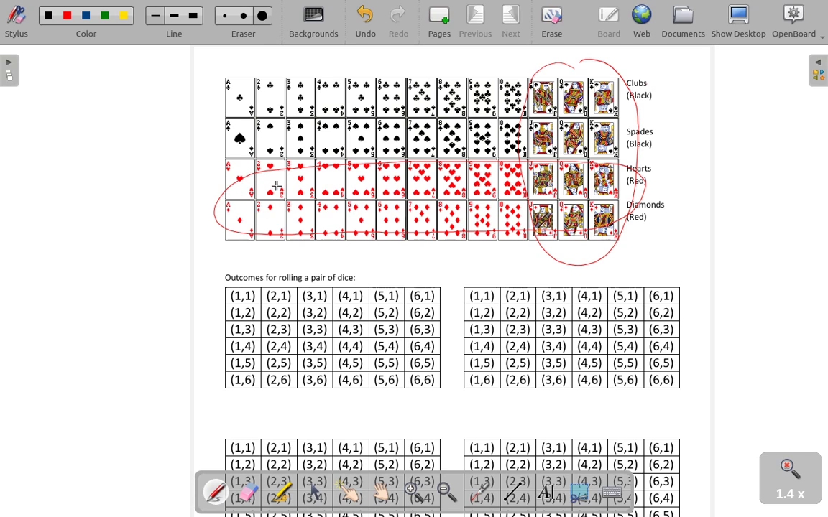Alternatively, I could go through here and count up the individual cards and say 1, 2, 3, 4, all the way up through 26, 27, 28, 29, 30, 31, 32. I expect to get 32 out of this, but I'm going to use the union rule anyway.